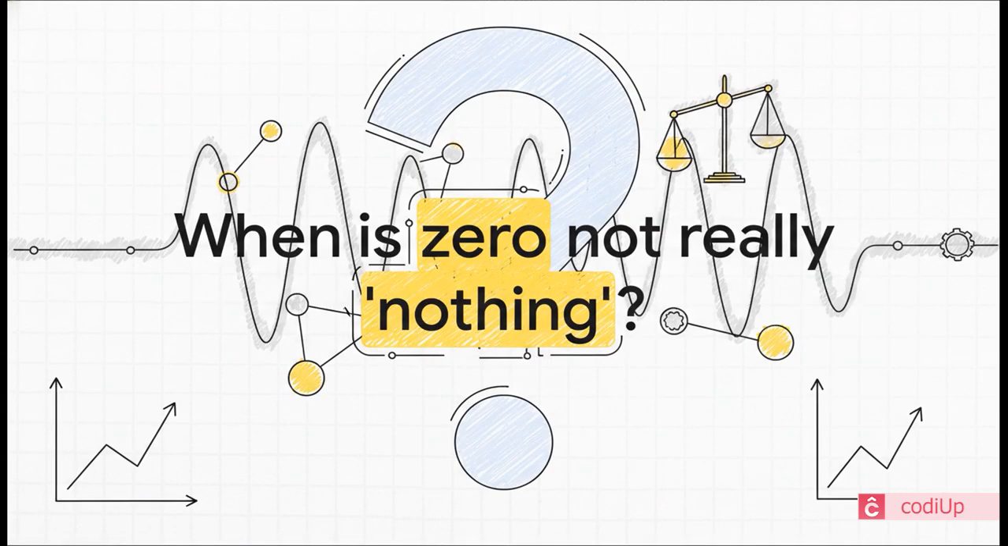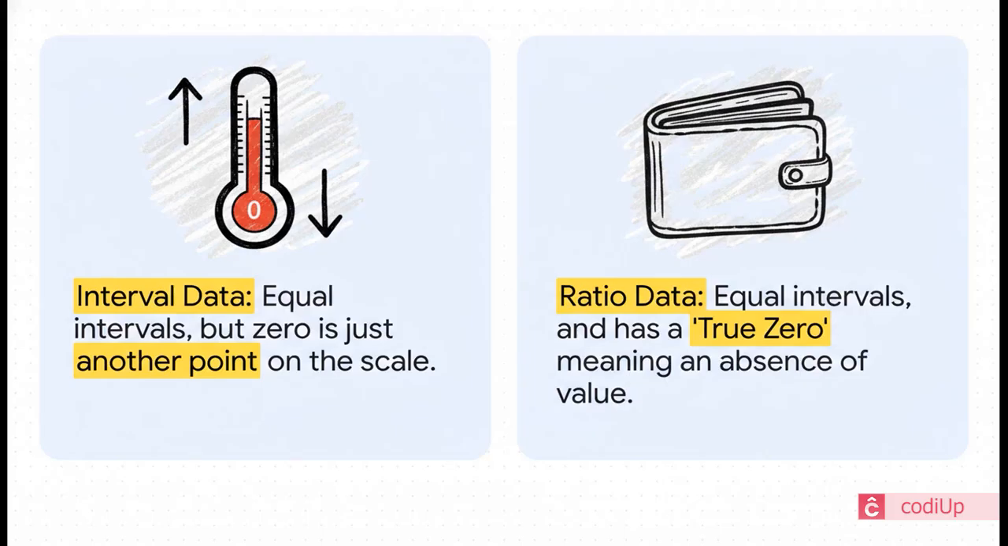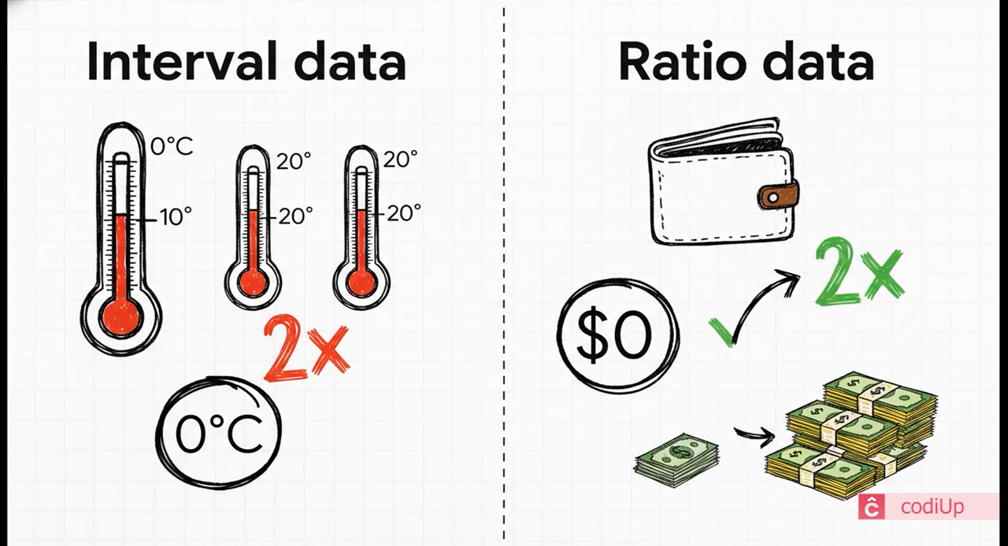But this is where things get really, really interesting, because hidden inside continuous data is the answer to another critical puzzle. It sounds so simple, but the actual meaning of the number 0 can completely change how we interpret everything. The whole answer lies in the difference between two subtypes of continuous data, interval and ratio. And believe it or not, the entire difference comes down to what 0 means. In one case, 0 is just another number on the scale, but in the other, it means a complete and total absence of something. Let's break that down.